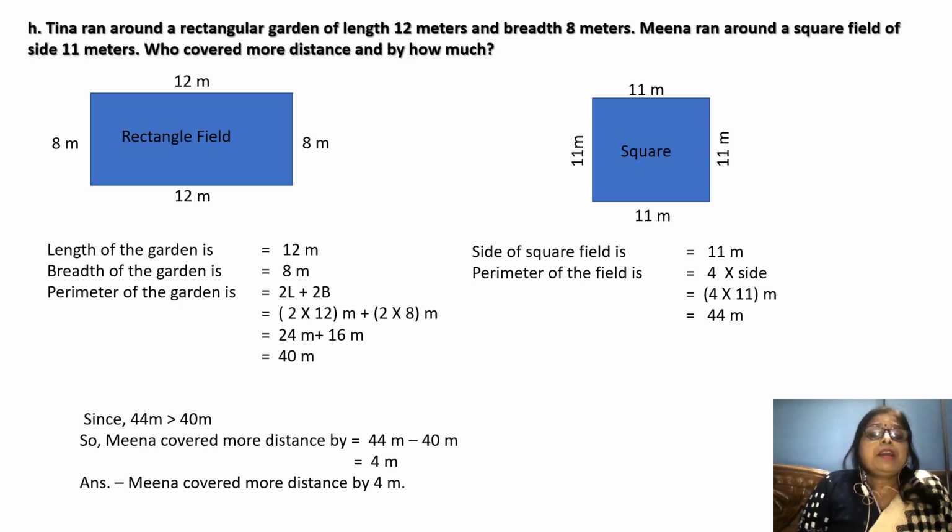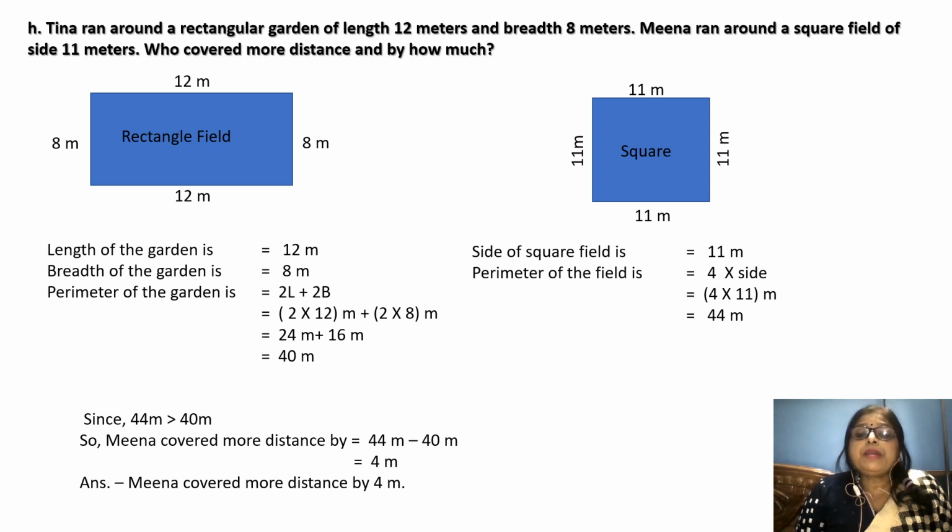So, first, Tina is running around this field. So first you find out the perimeter of the field which is covered by Tina. Here, length of the garden is 12 meter and breadth of the garden is 8 meter. So perimeter of the garden is 2L plus 2B, that is equal to 24 meter and 16 meter, that is 40 meter. Next step, second step, Mina.